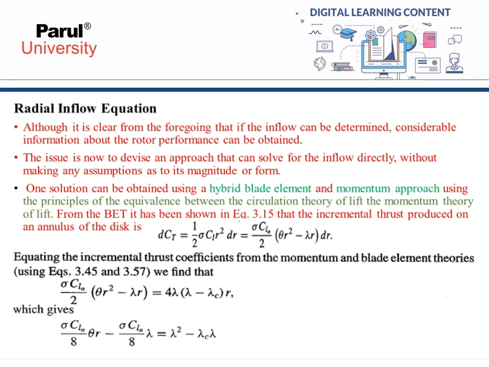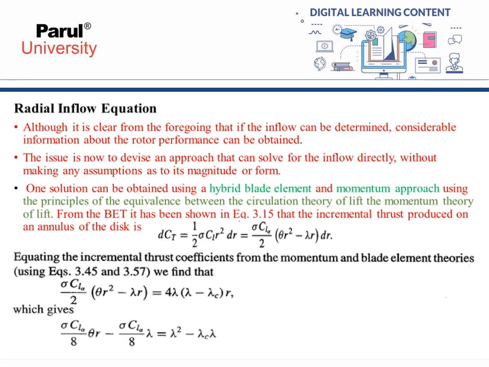Now the radial inflow equation. Although it is clear from the foregoing that if the inflow can be determined, information about the rotor forces can be obtained, the issue is now to devise an approach that we can solve for the inflow directly without making any assumptions as to its magnitude or form. One solution can be obtained using a hybrid blade element and momentum approach, using the principles of the equivalence between the circulation theory of flight, the momentum theory of flight and the BET.